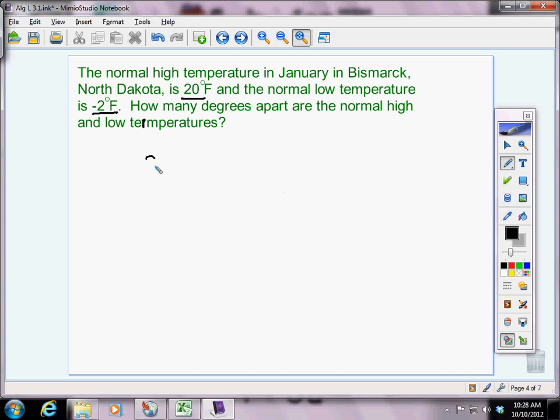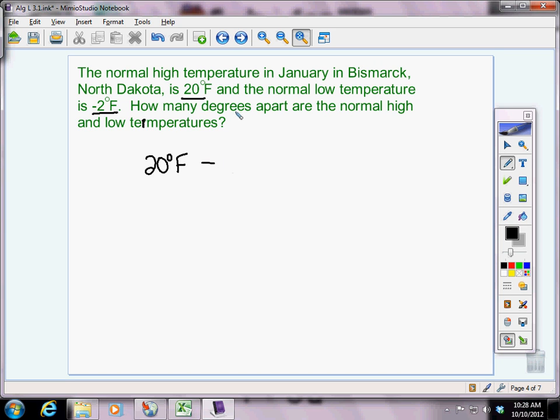We know we started at 20 degrees Fahrenheit. And obviously, if the low temperature is a negative 2, that means it's going to fall a certain number of degrees. So I'm going to think of subtraction. If we're taking away degrees, or it's falling, I'm going to think of subtraction.